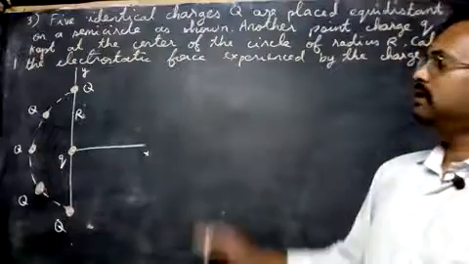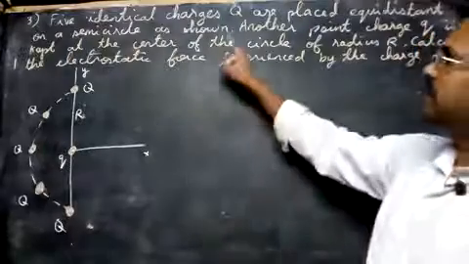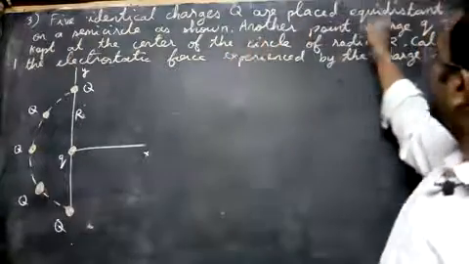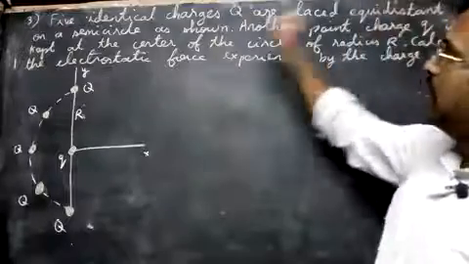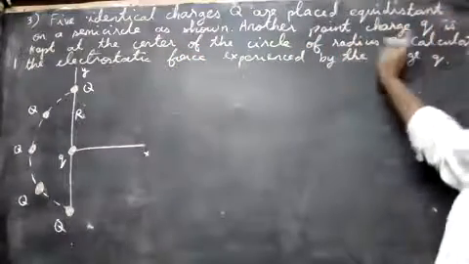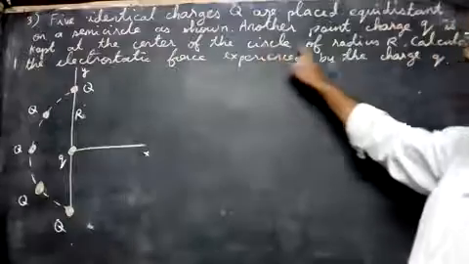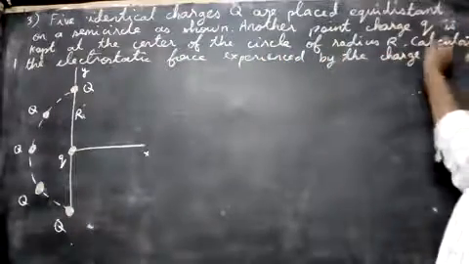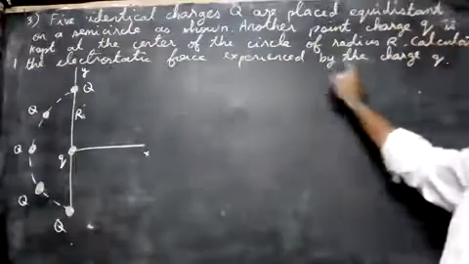Let's go to the third sum. Five identical charges Q are placed equidistant on the semicircle as shown. Another point charge q is kept at the center of the circle of radius R. Calculate the electrostatic force experienced by the charge q.